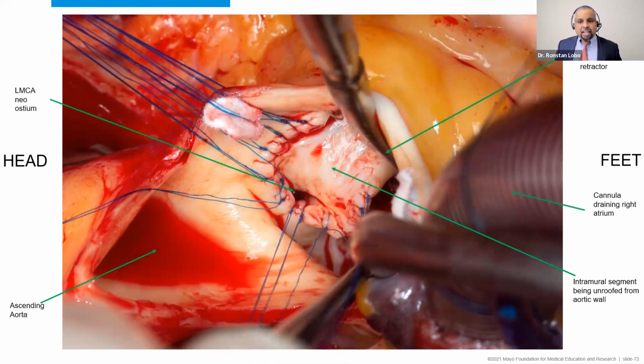you can see that the RCA ostium is sitting behind this retractor. This is the intramural segment that they've opened up. They're tacking the endothelium, as you can see here. And this end over here is where the left main coronary artery neo-ostium is.